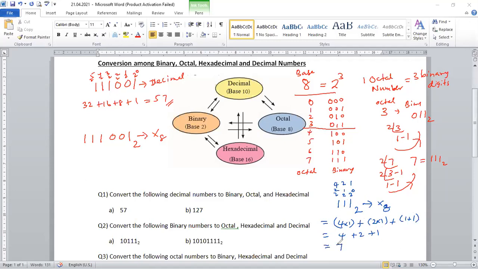So this will be 7. This will be 7. So binary 1 1 1 is equal to octal 7. So you can write the answer 7. The base will be 8.